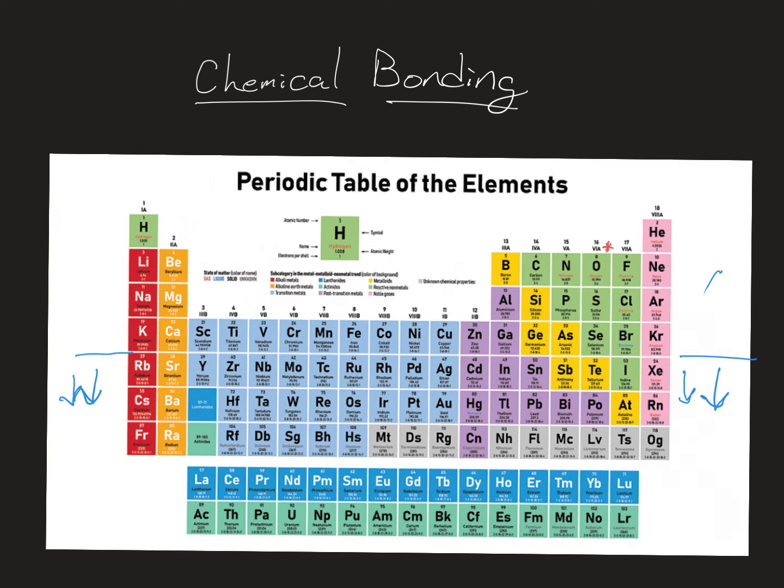So if life was going to start on the surface of the planet, where do you think you would find the elements that life depends on, the elements that make up life? In the first 4 rows or below? First 4 rows.